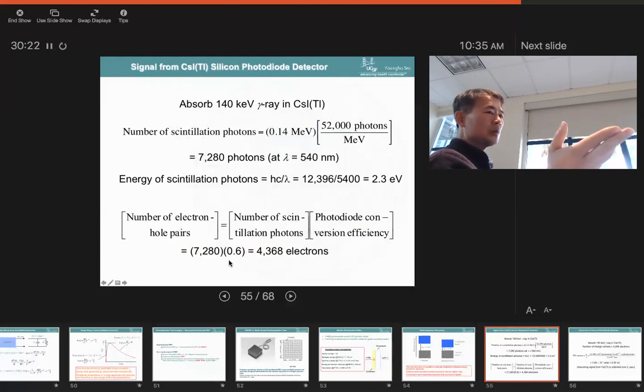This is actually one of the reasons that people argue very strongly that we had better use a silicon photodiode instead of a PMT, because the conversion efficiency is much bigger than the photocathode conversion efficiency. The problem with the silicon photodiode, of course, is that it's not amplifying. So the signal is still very weak, even if it can convert the light signal to charge.